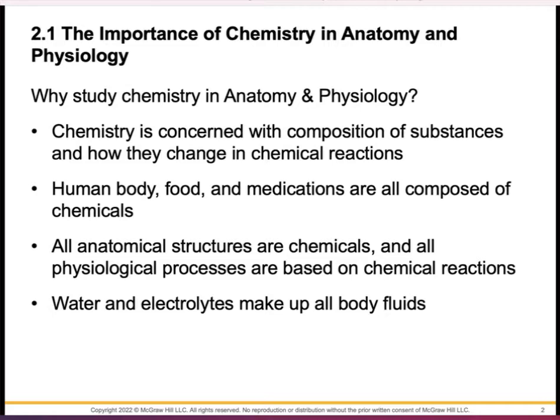So, why do we study chemistry in A&P? Human chemistry includes our organic molecules, which are our carbon-based molecules, as well as our biochemicals. And those are all the chemicals that are produced by the body. Human chemistry also includes elements, and we're going to talk about elements throughout the entire PowerPoint.